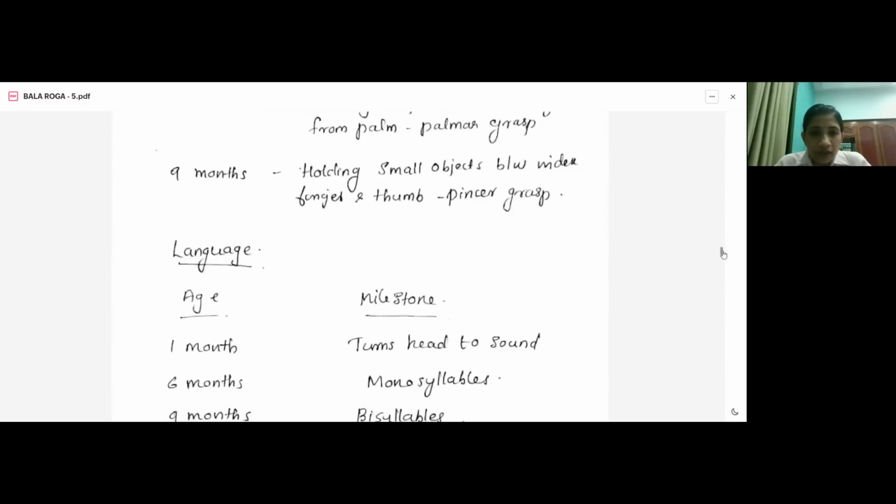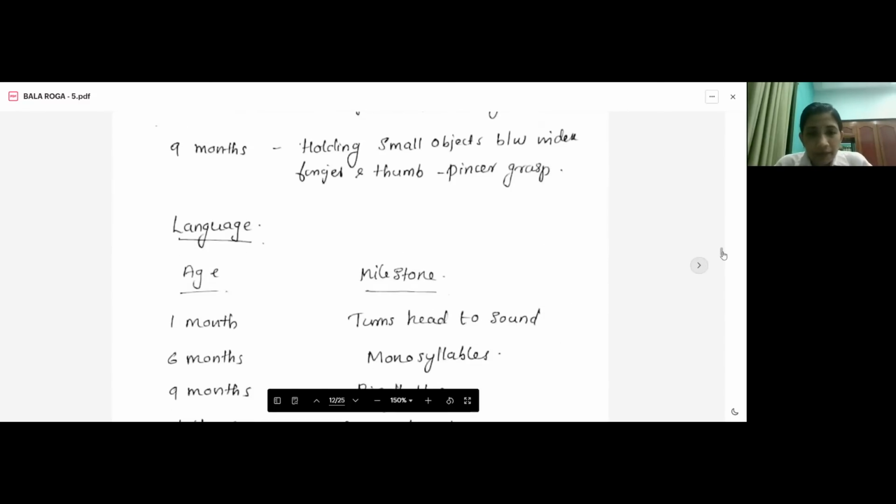Coming to the language development, in the 1st month he turns the head towards the sound. If we call the baby by his name, he turns his head towards the sound. That is the 1st milestone in language development. In the 6th month, he says some monosyllables. He calls his mother ma or something. Some words he will say in the 6th month. And in the 9th month, bisyllables, 2 words.